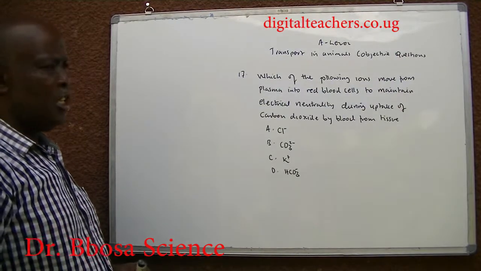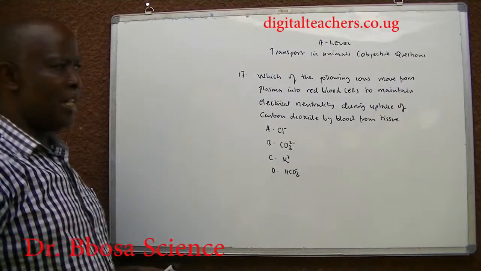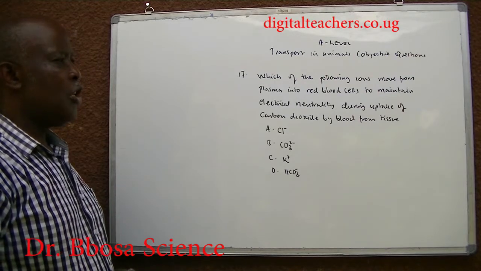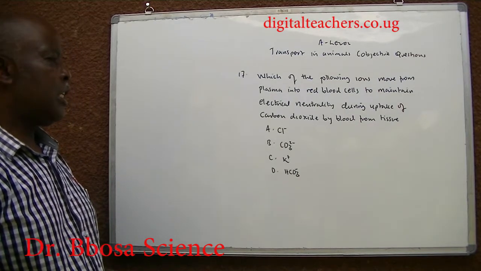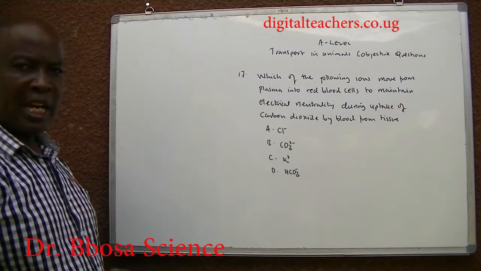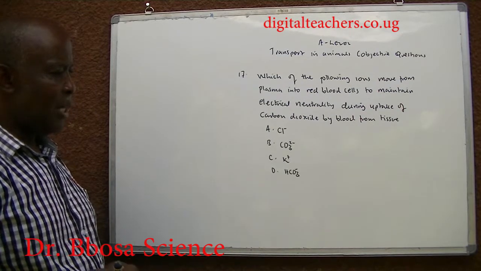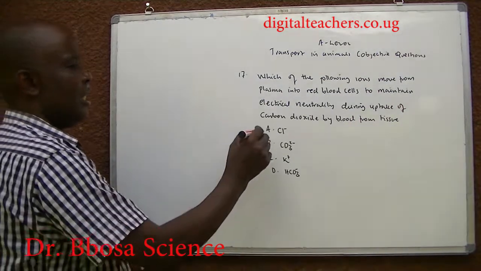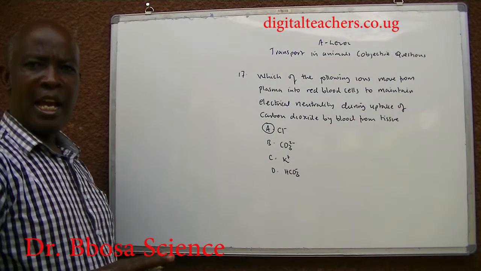Number 17. Which of the following ions move from plasma into red blood cells to maintain electrical neutrality during uptake of carbon dioxide by blood from tissue? A. Chloride ions. B. Carbonate ions. C. Potassium ions. D. Hydrogen carbonate ions. You can pause and answer. The answer is A. Chloride ions.